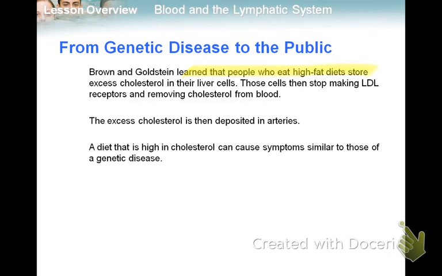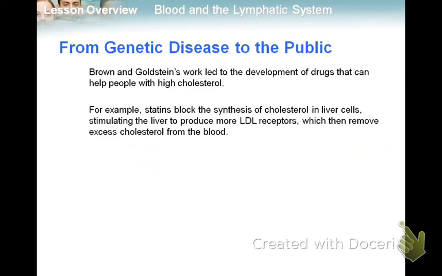They learned that people who eat high-fat diets store excess cholesterol in their liver cells. Those cells stop making LDL receptors and removing cholesterol from the blood. So there's this, like the dopamine. If there's a high amount of LDLs in the blood, the LDL receptors are not made anymore, and cholesterol's not getting removed. The excess cholesterol doesn't have anywhere to go except in the arteries, and that creates plaques, atherosclerosis, and increased risk of heart attack and stroke. A diet that's high in cholesterol can cause symptoms similar to those of a genetic disease, and that condition is called familial hypercholesterolemia.